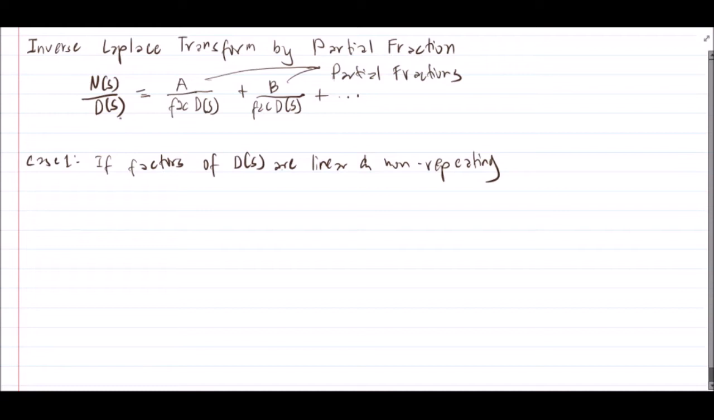Okay, so if that is the case, for example, we have here N(s) over D(s). The partial fraction of this one will be A over a factor of D(s) plus B over a factor of D(s) plus C over a factor of D(s), until we have consumed all the factors of our D(s). So if our D(s) has three factors, we will have A, B, C over the distinct factors of our denominator.